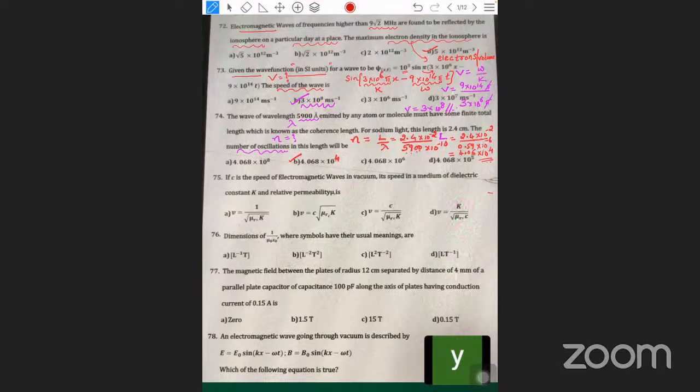So length is 2.4 centimeter. So centimeter will be 10 power minus 2 divided by the wavelength 5900 angstrom, that is 10 power minus 10. You can take that 5900 as 0.59 into 10 power 4. So plus 4 minus 10 I'm taking as minus 6. So 2.4 divided by 0.59 into 10 power minus 6. When it comes up, it becomes plus 6. Plus 6 minus 2 will be plus 4. So 4.06 into 10 power 4. So this is the number of oscillations. So option B will be the right option.